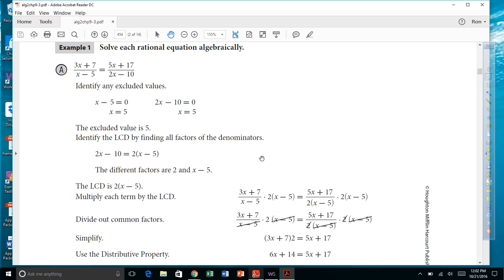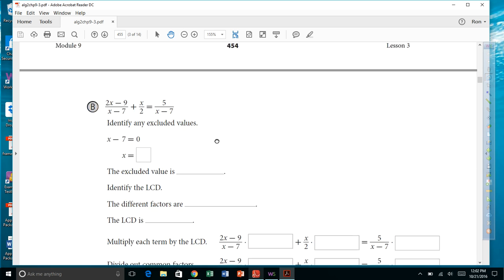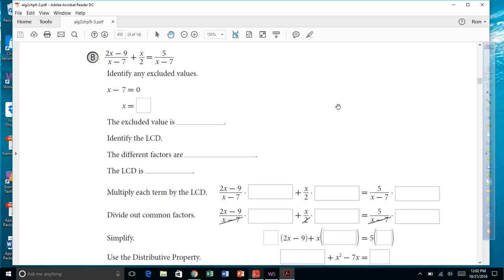So we're going to solve each equation algebraically. So I'll let you look through A at your leisure, and then when you come back, we'll do B together. All right, glad you're back.